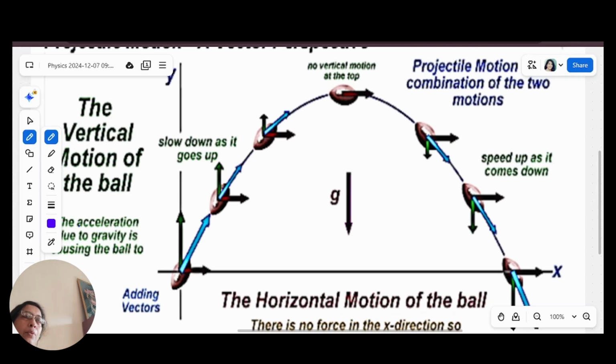Let's break it down. If an object is thrown at an angle theta, this is the angle theta, and the velocity with which we are throwing it is u. This is the initial velocity. The horizontal component of the velocity is u cos theta, whereas the vertical component is u sin theta.